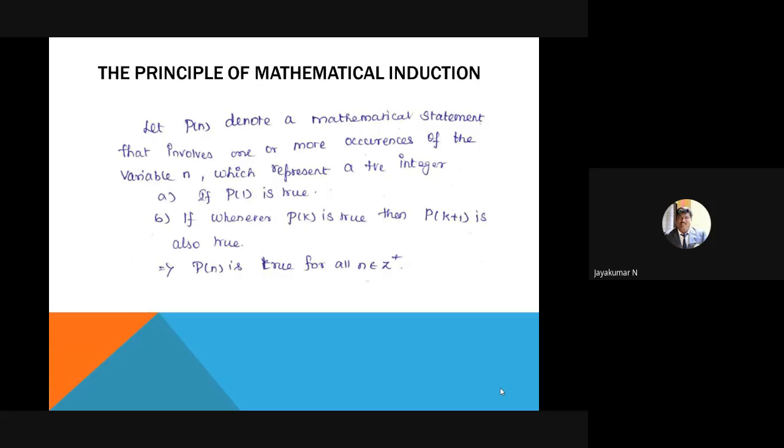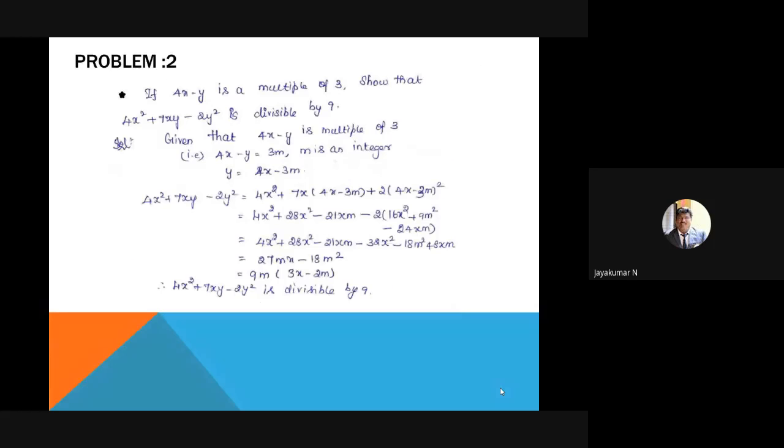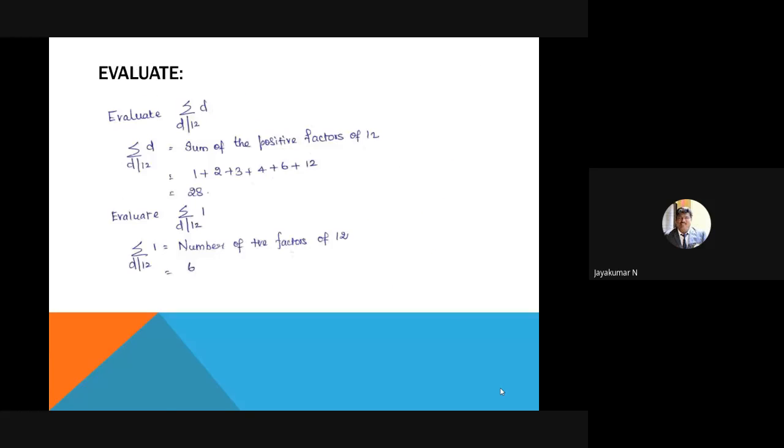Principle of mathematical induction. So for any mathematical statement, I have to prove that when n equals 1 the statement is true. When n equals k, we assume the statement is true. Then we have to prove that when n equals k plus 1 the statement is true. So finally we say that the given statement is true for all n in the set of all positive integers. Then we see some problems.